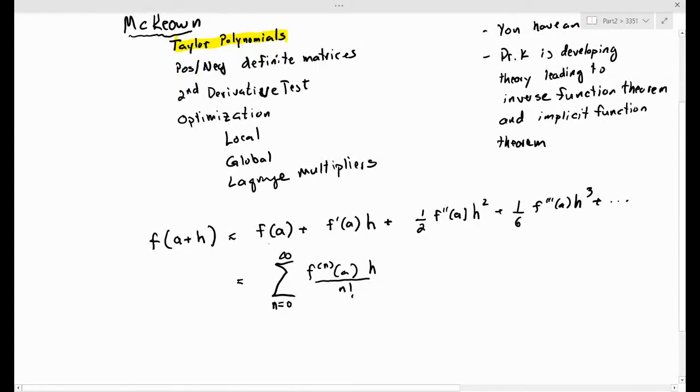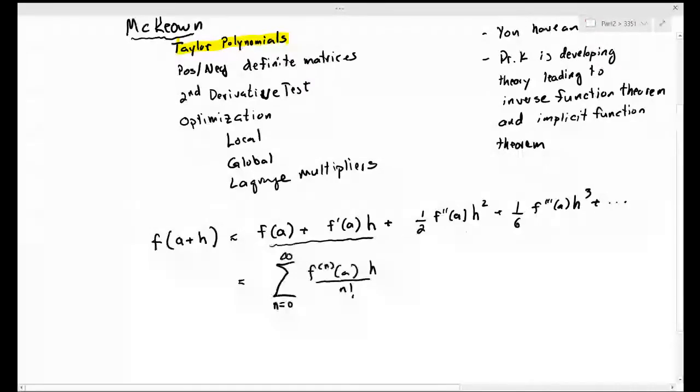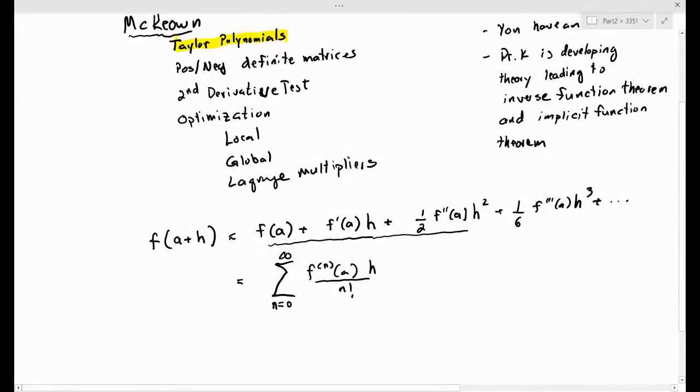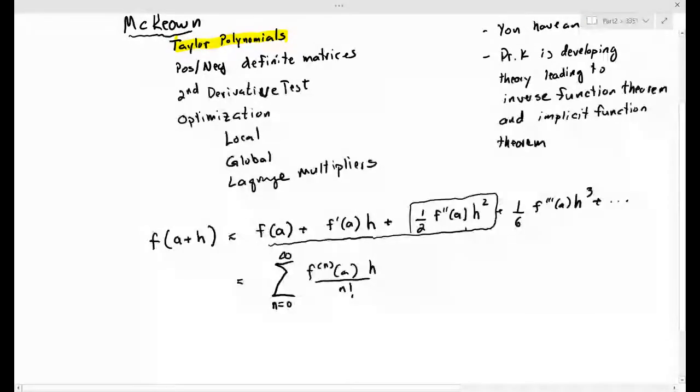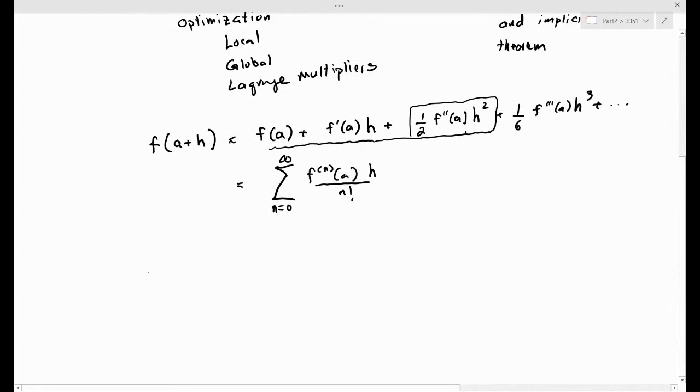So the first two terms here are the linear approximation to the function near a. The first three terms are the quadratic approximation. And when dealing with the linear approximation, the third term was important because it allowed us to prove the second derivative test, right? So the idea is that we need to develop some theory for a function of many variables that's similar to this one.